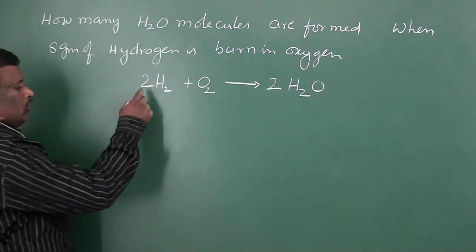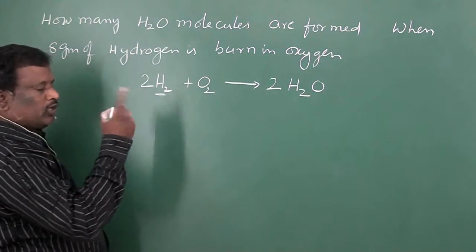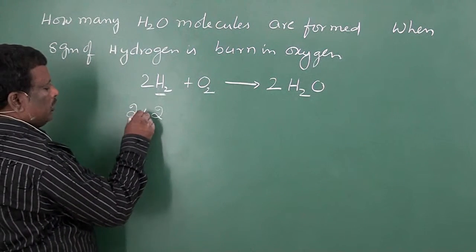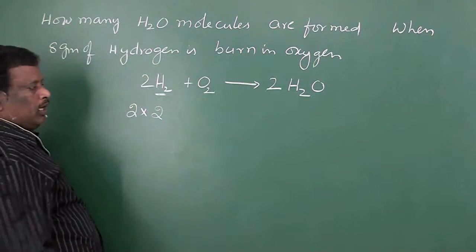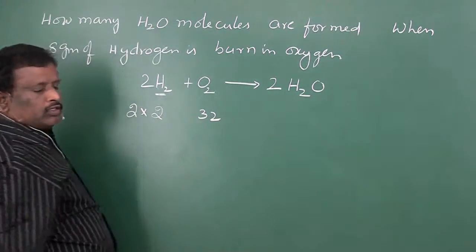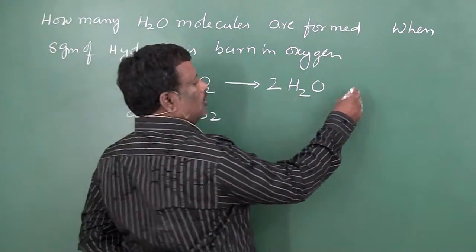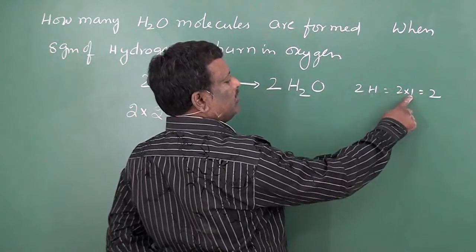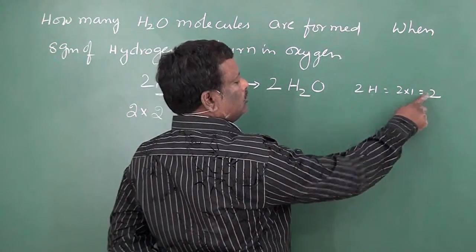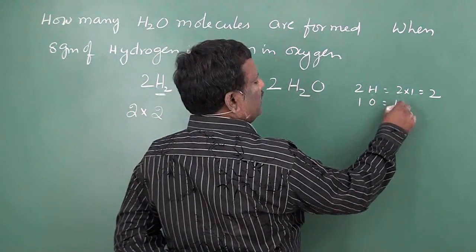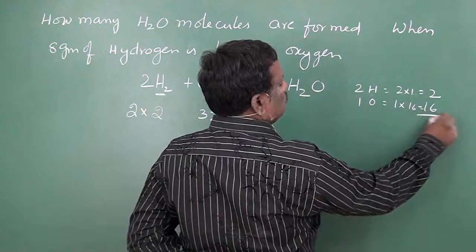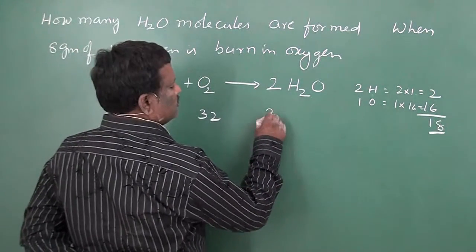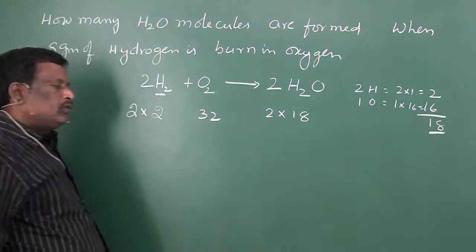Now here, hydrogen atomic weight is 1, 2 hydrogens are there, so its molecular weight is 2. So 2 H2 molecules, so 2 into 2, and here oxygen, 2 oxygens, 32. For H2O, 2 hydrogens are there, so 2 into 1 is equal to 2, because hydrogen atomic weight is 1. Then 1 oxygen is 1 into 16, so 16. 2 plus 16, 18 is the molecular weight of water. So it will give us 2 into 18 units of water.